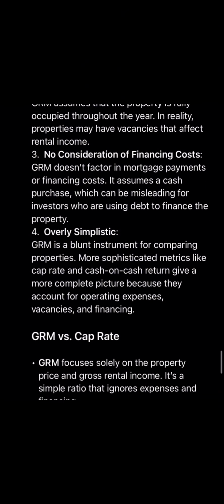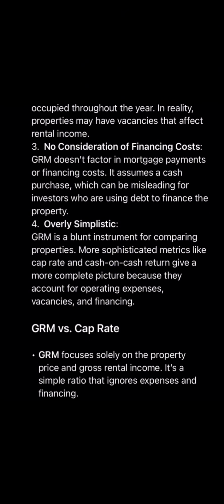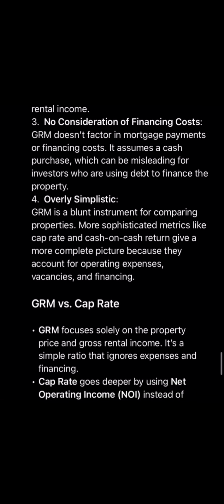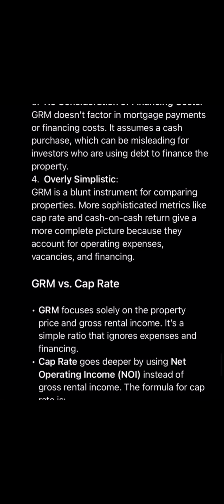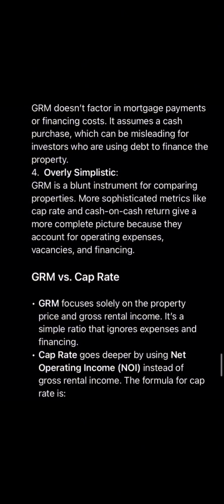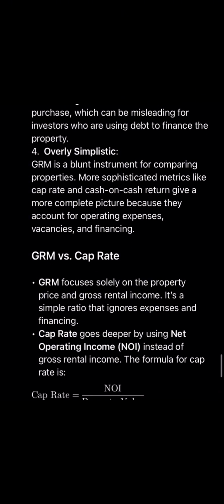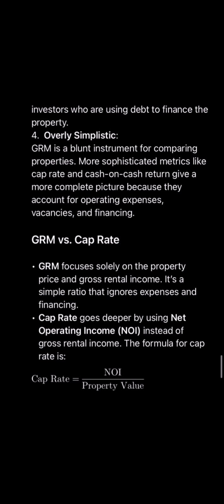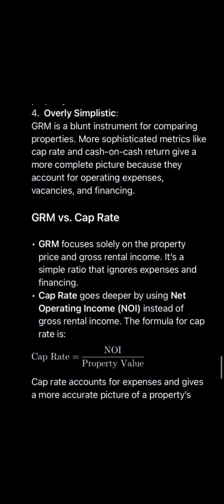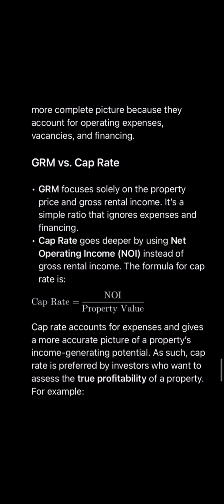3. No consideration of financing costs. GRM doesn't factor in mortgage payments or financing costs. It assumes a cash purchase, which can be misleading for investors who are using debt to finance the property. 4. Overly simplistic. GRM is a blunt instrument for comparing properties. More sophisticated metrics like cap rate and cash-on-cash return give a more complete picture because they account for operating expenses, vacancies, and financing.